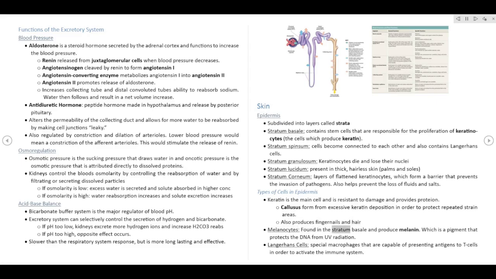Melanocytes, found in the stratum basale, produce melanin, which is a pigment that protects the DNA from UV radiation. Langerhans cells, special macrophages that are capable of presenting antigens to T cells in order to activate the immune system.